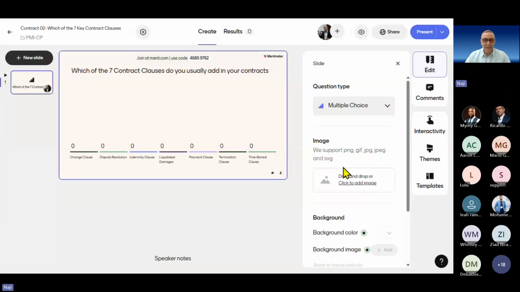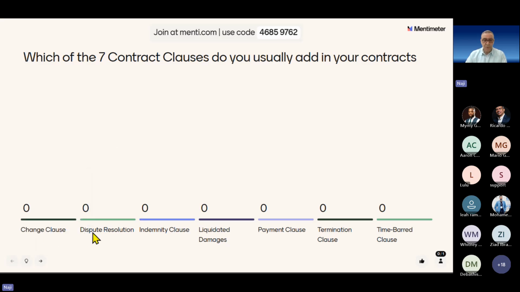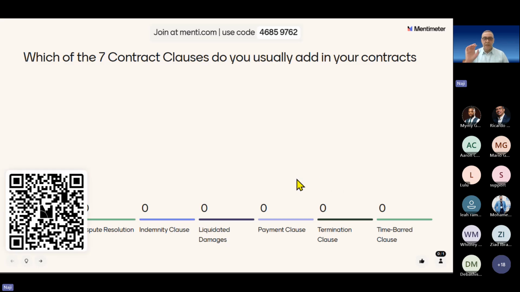Okay, again, Mentimeter. Which of the 7 contract clauses do you usually add in your contract? So we have 7 key clauses. What are the clauses that you most include in the contracts? The first one, change clause, dispute resolution, indemnity, liquidated damages, payment clause, termination clause, time barred. You have the opportunity to select only 3.